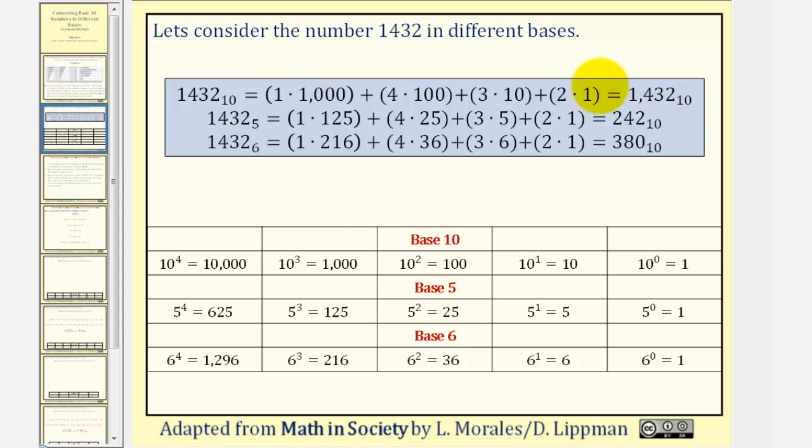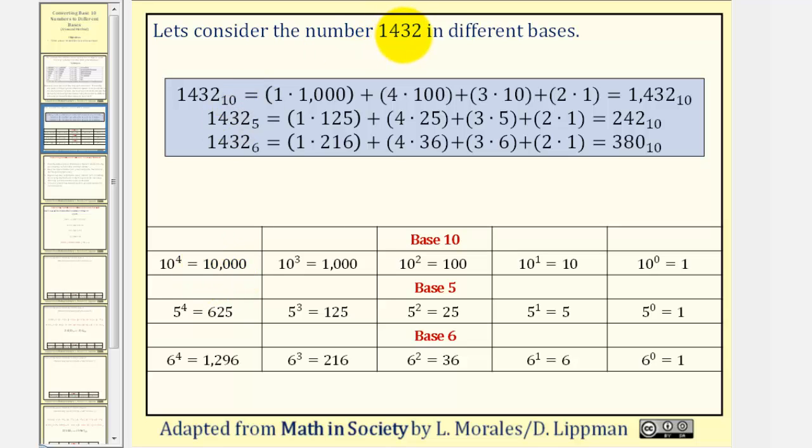Another way to represent the place values in base 10 would be to take our base 10 and start with 10 to the 0, which would give us the ones, and then move to the left by adding 1 to the exponent each time. 10 to the first would be the tens place value, 10 to the second would be the hundreds, 10 to the third would be the thousands, and so on.